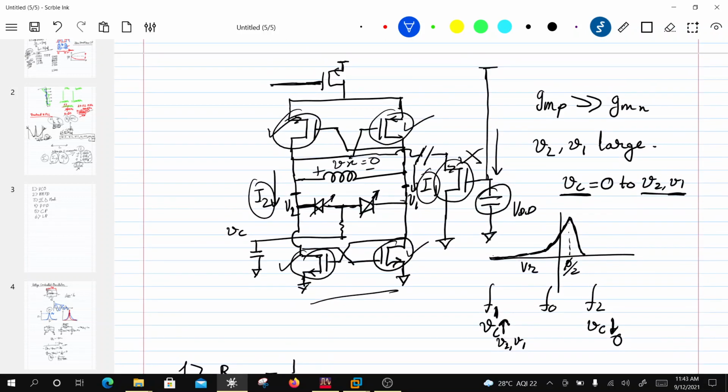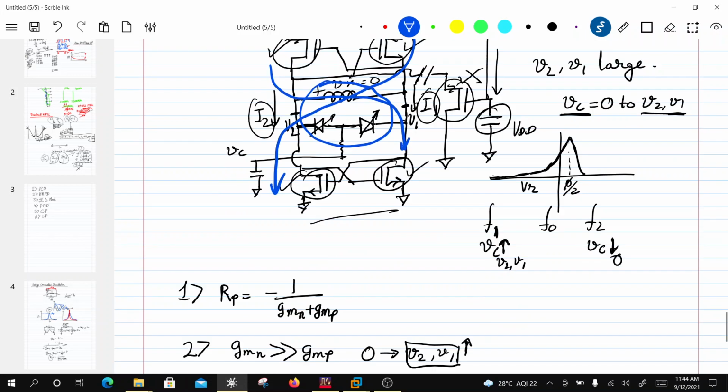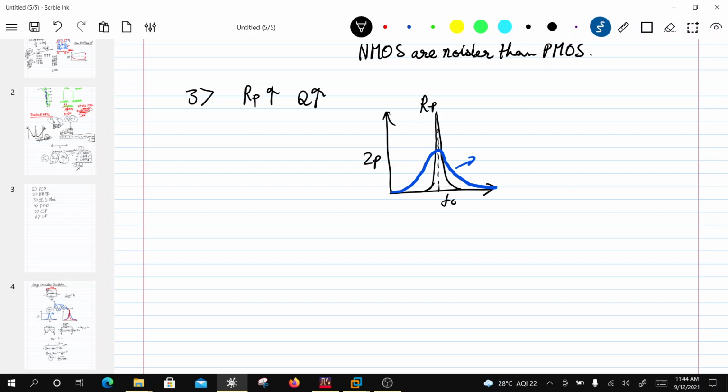Okay, so how is the current flowing? The current basically takes this route or that route. So the current is taking these two routes when the current is swinging, right? And the current is basically drawn constant from here, right? Now at this point, at crossover, the two currents are the same, right? So when the two currents are the same, the net voltage across this is 0.